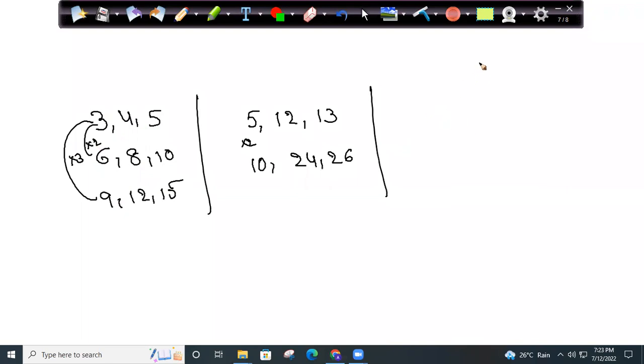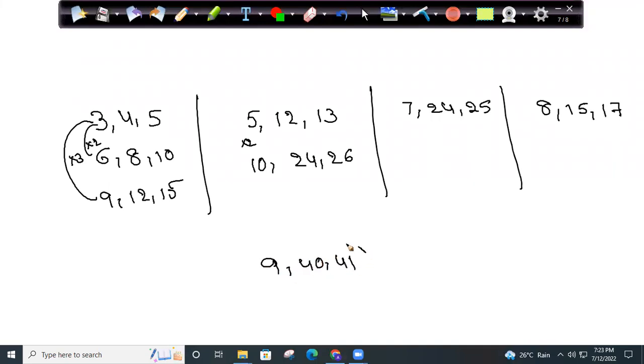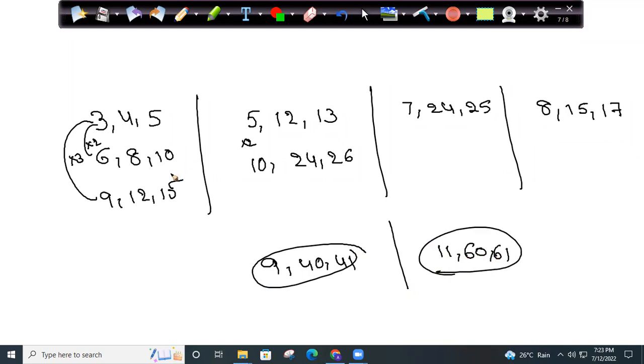Next thing. 7, 24, 25. Next, 8, 15, 17. Next, 9, 40, 41. Next, 11, 60, 61. There are many more, but what is frequently asked as part of the SAT exam is what I'm focusing on here. You should know these Pythagorean triplets.